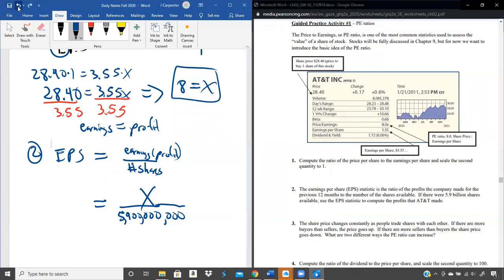So this is actually an equation. 3.55 equals X over 5.9 billion. How do we solve X divided by a number? We multiply. So we need to multiply, and I'm going to abbreviate this for space, 5.9 billion, multiply, so that the 5.9 billions cancel on our variable side, giving us just an X.